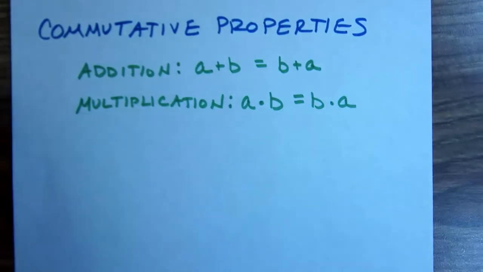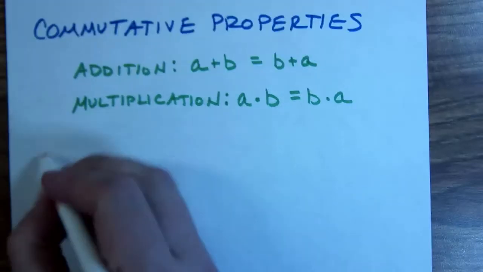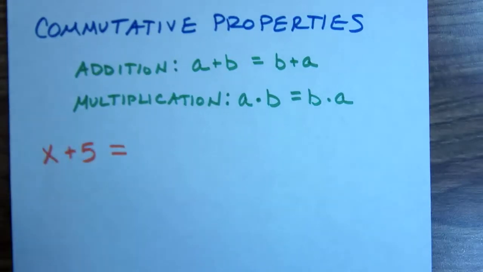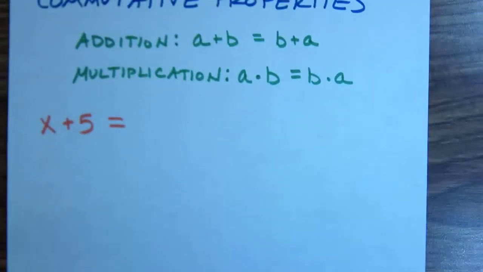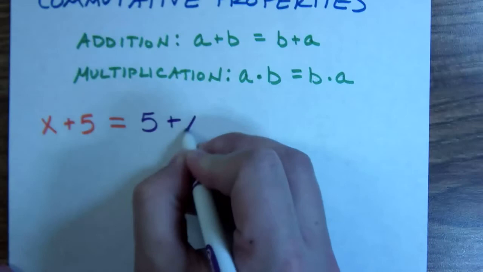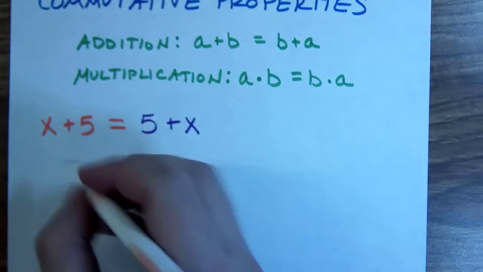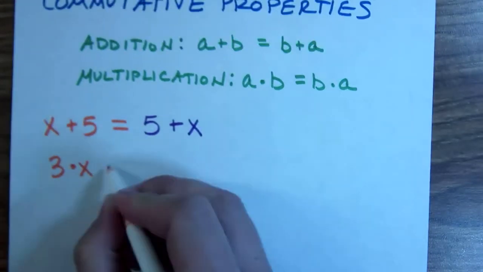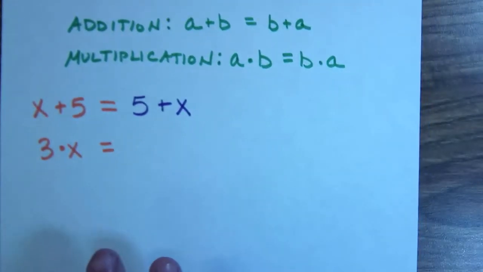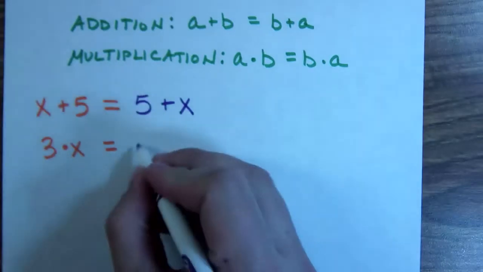Okay, so let's do some real basic commutative property. Using the commutative property, how could I rewrite x plus 5? Commutative property. X plus 5 is equal to 5 plus x. That's the commutative property. Okay. What about 3 times x? That's the commutative property of multiplication. X times 3.